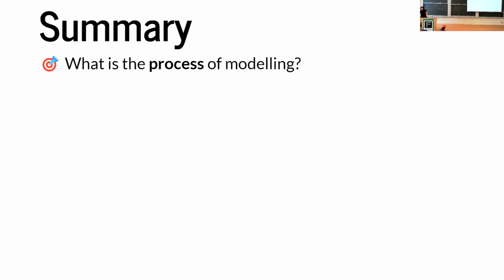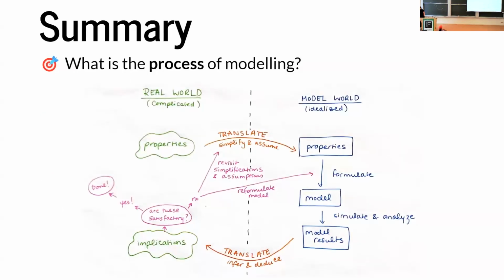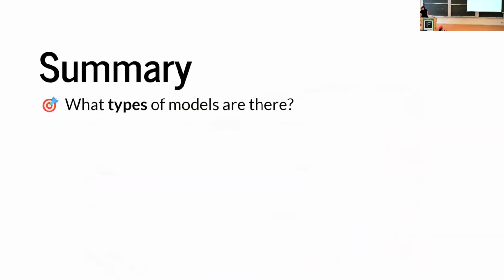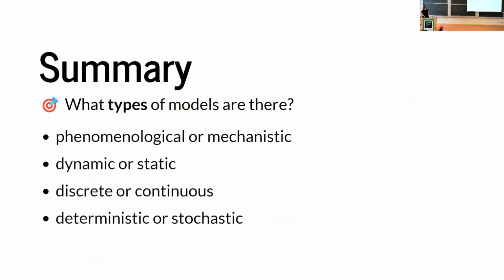And then what is the process of modeling? I gave you a little picture. We saw other pictures earlier today, but I think the key thing is that it's going to be iterative. We've seen that a couple of times now. And then the types of models. This is a very abbreviated list. There are many other ways to look at models, and I think these are probably the most relevant for the kind of work that we'll be doing this week. But yeah, that's that.